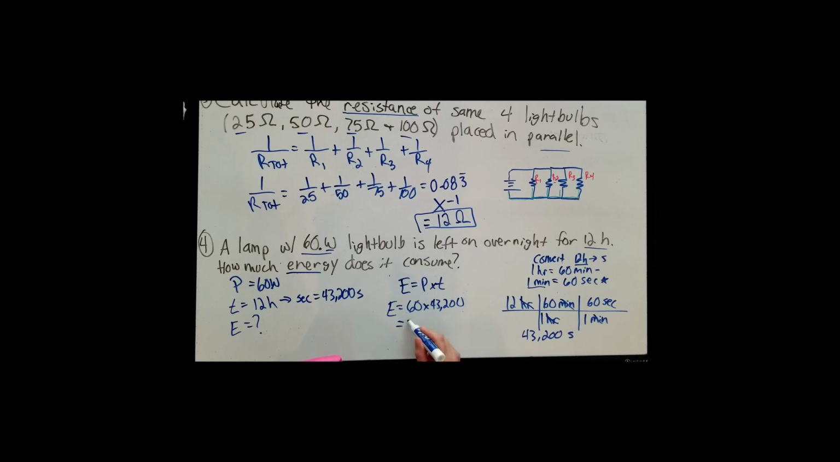So I want 2 sig figs. You could write this in scientific notation as well. 2,600,000 joules of energy to keep that lamp on for 12 hours.